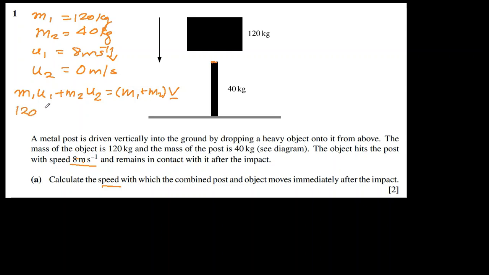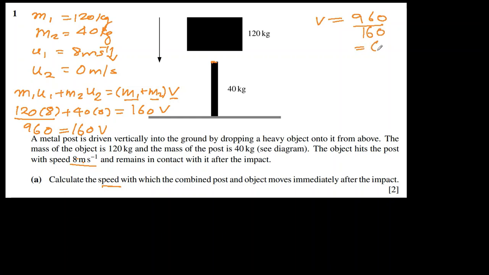Let's substitute every value here. So 120 times 8 plus 40 times 0 equals 120 plus 40, which is 160 V. 120 times 8 is 960 plus 0 equals 160 V. So speed V is 960 divided by 160, that is 6 meters per second downwards.